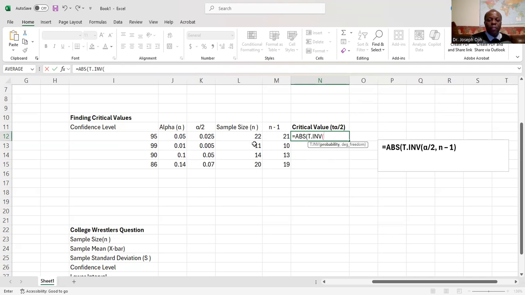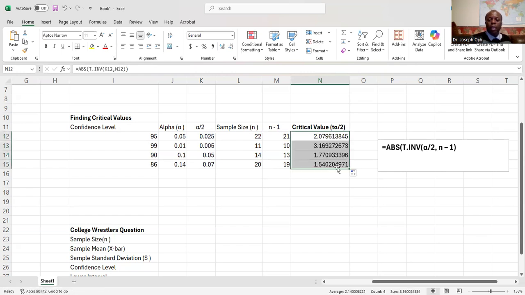Alpha over 2. We got alpha over 2 here already. I see right here. Click on it, comma, and then click on n minus 1, which is right here. Then close the parentheses, of course, twice. Since you have 2 opening parentheses, you're going to close it with 2 closing parentheses. Press the enter key. Then copy it down. You get the rest of them.